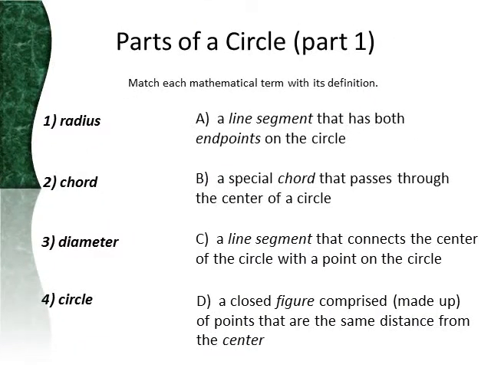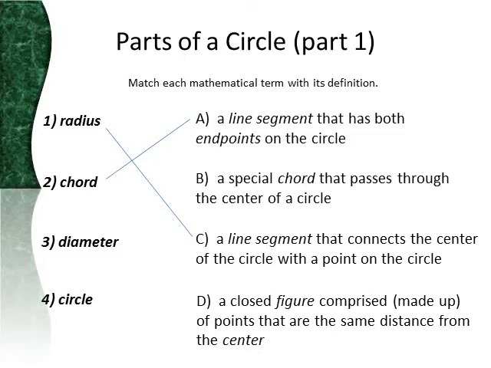It is now time for a brief quiz. Match each mathematical term on the left with its correct definition on the right. Number 1. A radius is either A, B, C, or D. Correct. C. A line segment that connects the center of the circle with a point on the circle. Number 2. A chord is either A, B, or D. If you guessed A, you are right. A line segment that has both endpoints on the circle.